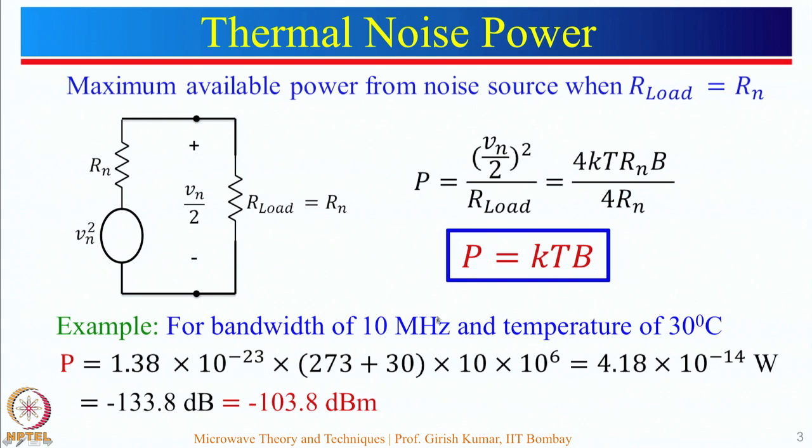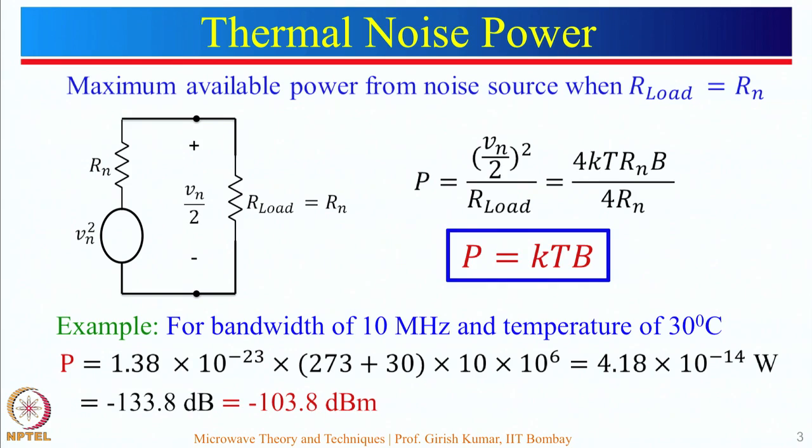So, for a bandwidth of 10 megahertz and a temperature of 30 degrees centigrade, we can calculate the value of P, which is kTB. So, k is this, T is 273 plus 30, this is the bandwidth, and this comes out to be 4.18 into 10 to the power minus 14 watt. So, you can see that this is a very, very small number. Let us take the dB of this. So, that comes out to be minus 133.8 dB, which is equivalent to minus 103.8 dBm.